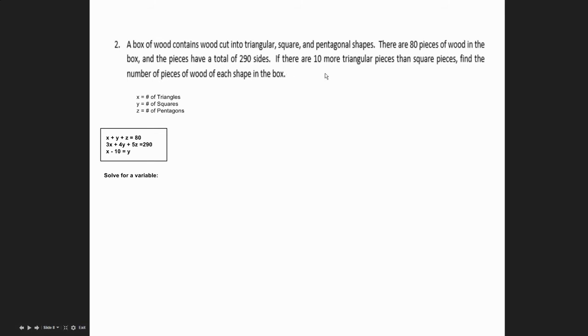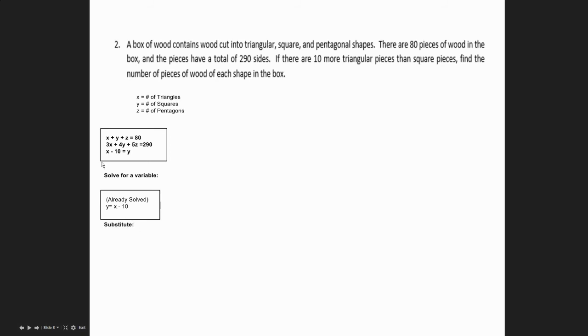Now, if there are 10 more triangular pieces than square pieces, find the number of pieces of wood of each shape in the box. So there's 10 more triangular pieces. So for x to equal y, there would have to be 10 fewer triangles for there to be the same amount of triangles as squares. So x minus 10 equals y. So now you want to solve for a variable, and y is already solved for, so you can just use y equals x minus 10.